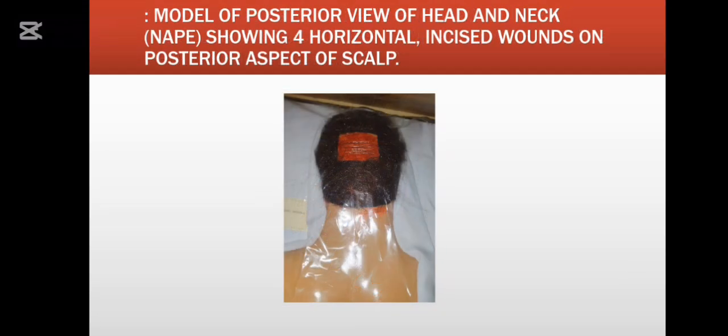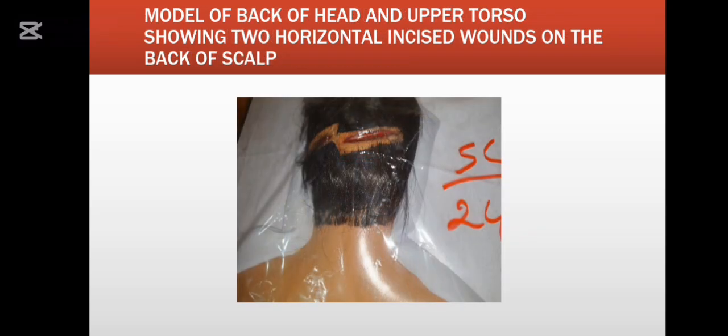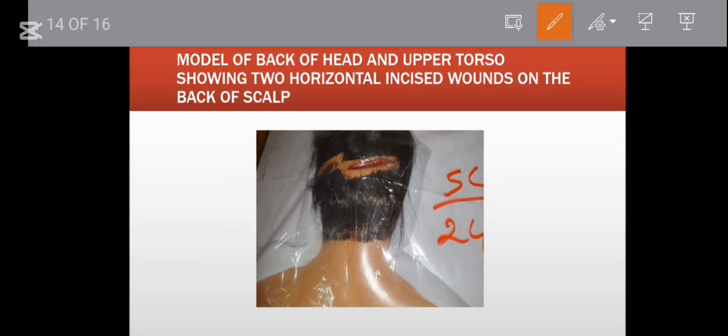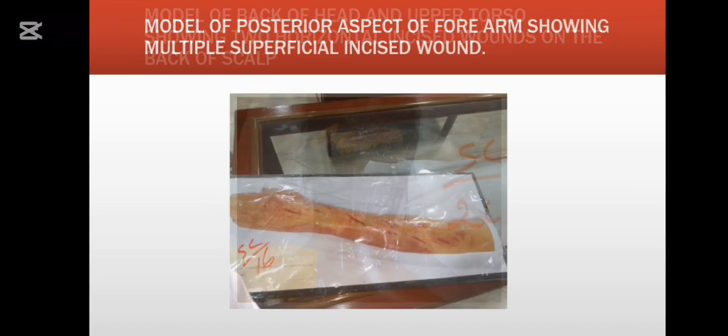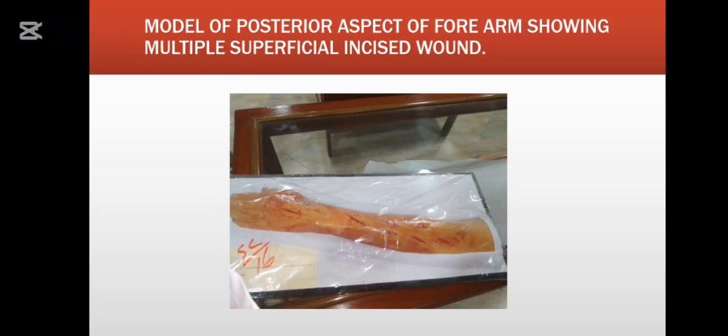Next again is a model of the posterior view of the head and neck, showing four horizontal incised wounds on the posterior aspect of the scalp. This is again the model of the head and upper torso, showing two horizontal incised wounds, one, two, on the back of the scalp. Now this is the model of the posterior aspect of the forearm, showing multiple superficial incised wounds. As you can appreciate in the picture, here we have multiple superficial incised wounds present.